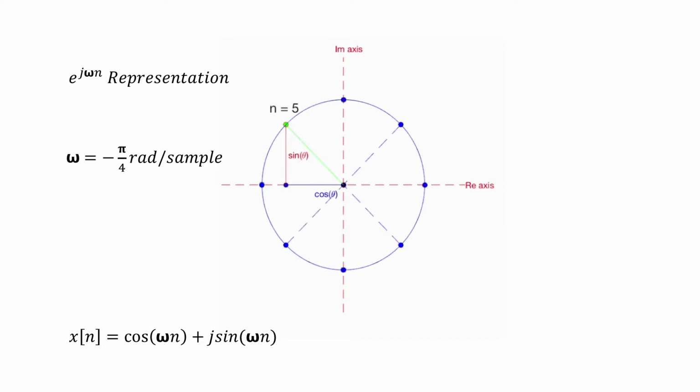In this figure, however, we will animate the rotating complex exponential with omega equals minus pi by 4. And in this case, we see that when the sample index is increased from n-1 to n, the phasor rotates in a clockwise fashion with angle of pi by 4.